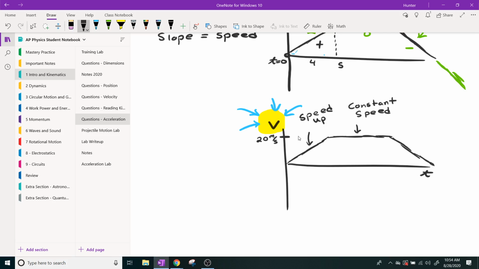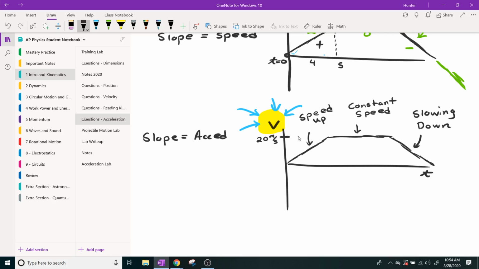And then down here for the third part, what's it doing? Slowing down. Okay, I will accept slowing down. Just don't say decelerate. It is a velocity time graph, but the slope of the line is the acceleration.